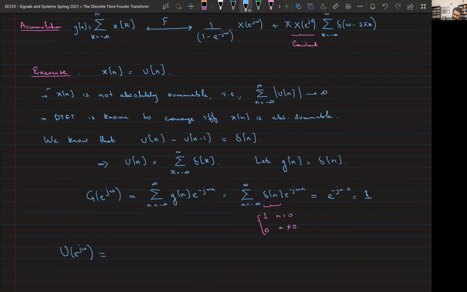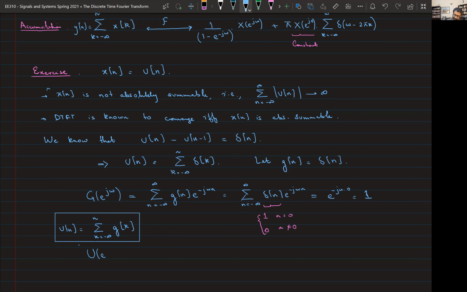Right? I can use this. So given g of k, u of n is equal to summation k equals minus infinity to n of g of k, right? If this is something I know, then all I need to do to determine u of e raised by j omega is to apply the accumulation property, right? And what is that accumulation property?